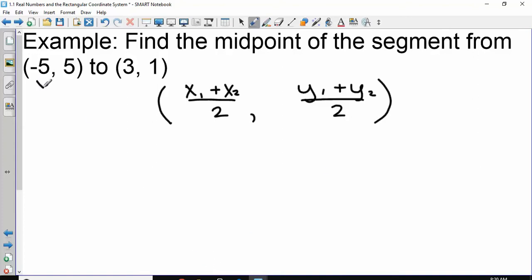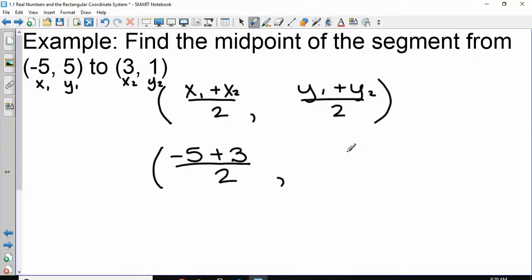So this -5 is like my x1, positive 5 would be y1, 3 is my x2, and 1 would be my y2. If I plug that in, x1 is -5 plus x2 is 3 over 2. y1 is positive 5 plus y2 is 1 divided by 2.